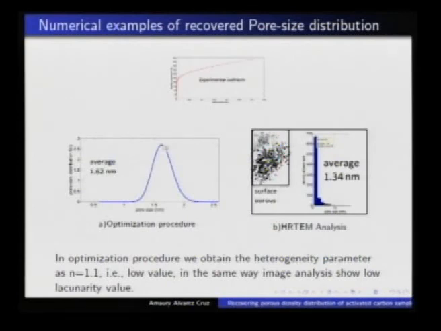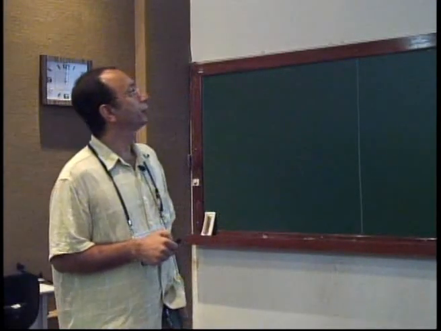Well, I have for you one example using both methods. One example when it was possible to obtain the isotherm, and also was possible to take pictures of several parts of the samples used in the experiment. This is the experimental isotherm. This type of isotherm means that we obtain the pressure saturation rapidly, which is typical of the micropore region.